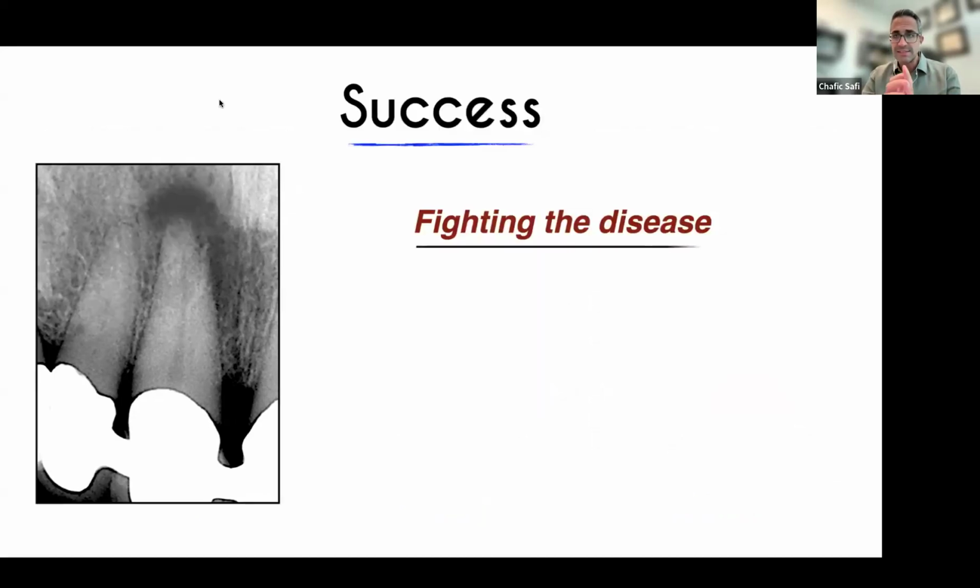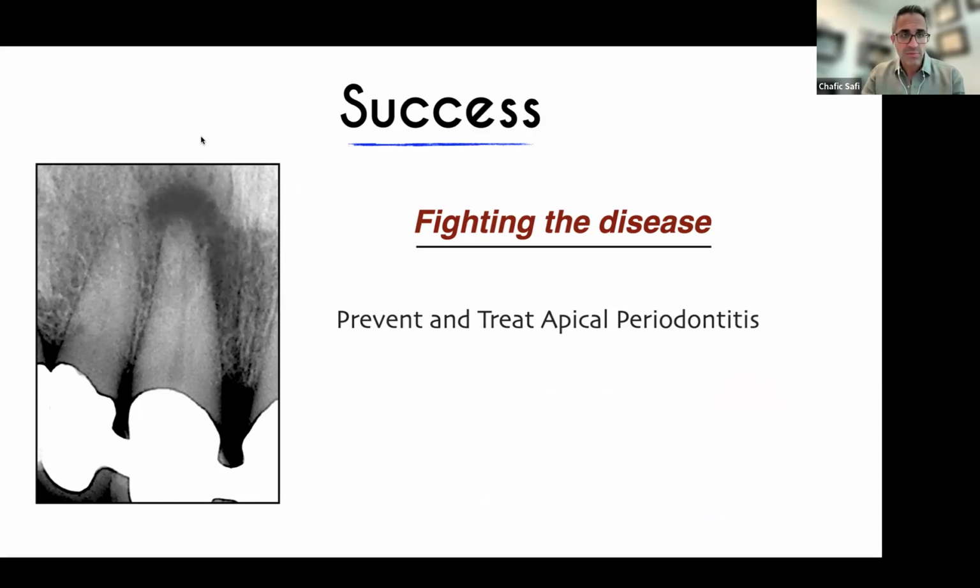And so to understand success, one has to understand that we are fighting a disease in endodontics. And our disease in endodontics is apical periodontitis, which is illustrated in X-rays by this radiolucency that happens on the apical part of the tooth or sometimes laterally. And we need to either prevent or treat it. When we see that it's happening, we need to prevent it. And if it's established, if we have an establishment of the disease on the X-ray, we need to treat it.